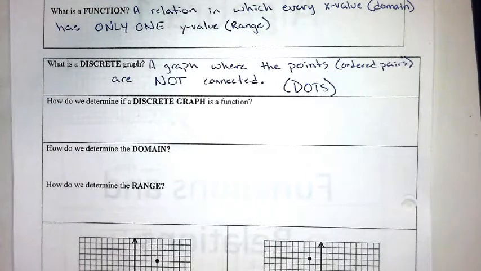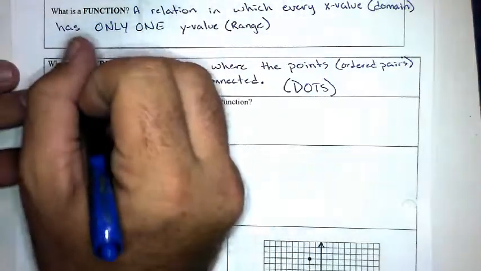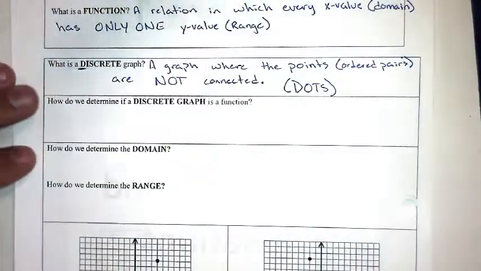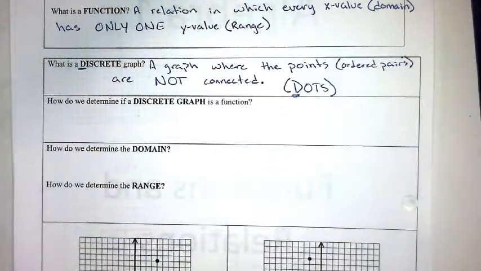Something that can help you remember a discrete graph versus a continuous graph is the word discrete starts with what letter? The letter D. What does the word dots start with? The letter D. So anytime you see dots, we have a discrete graph.